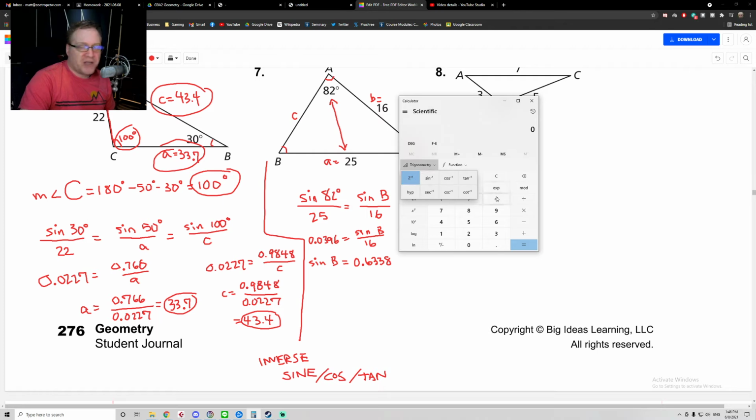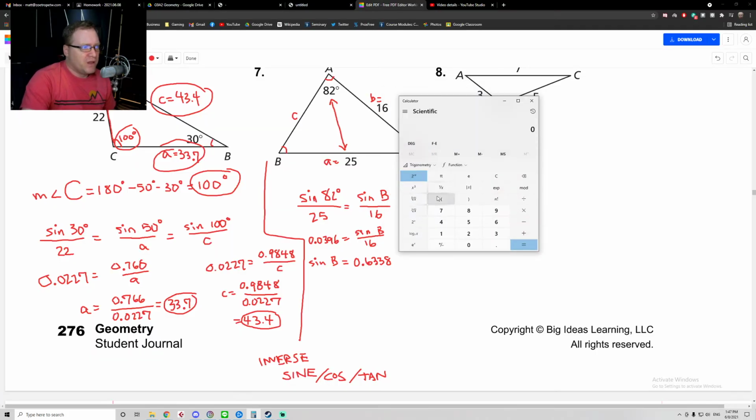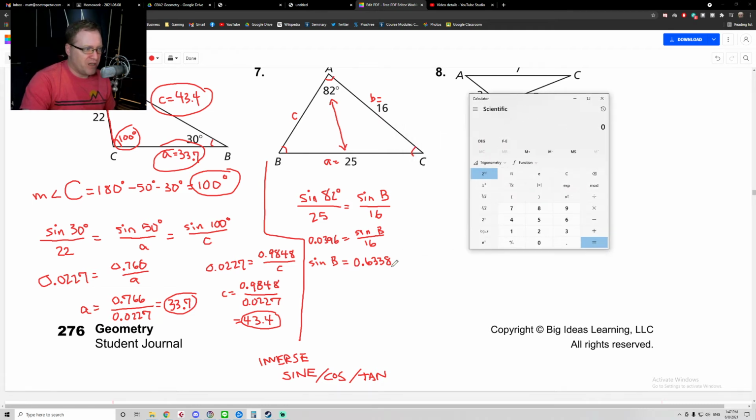Okay, so on your calculator, the inverse functions should have a little -1 next to them. I know this might be a little bit small for you right now, but can you see this? Sine, S-I-N, and then a little -1 as an exponent. That is the inverse function. If you put the number in and hit that function, it will give you the angle of B. So we're going to use that right now.